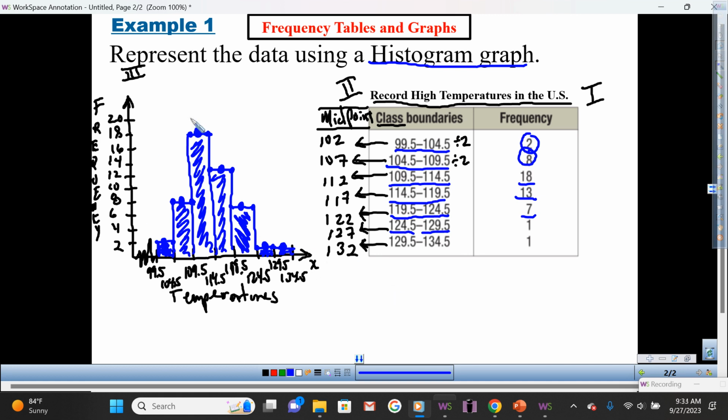Conclusion. So look at the graph. What can you conclude from the graph? Look at the graph. And this is high temperatures in the U.S. Record high temperatures. Tell your neighbor, what can you conclude from the graph? And remember, this is a frequency table. High temperatures. What can you conclude from the graph?